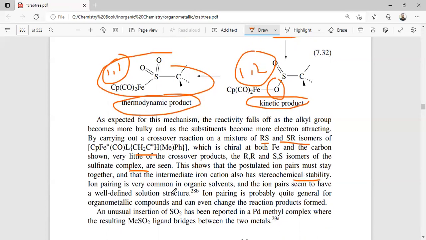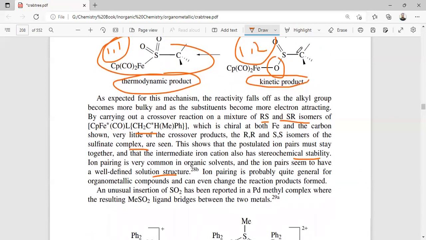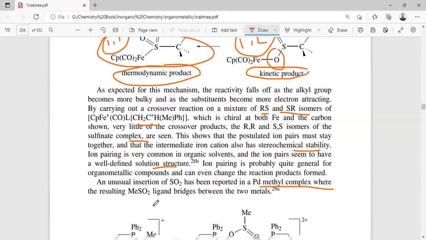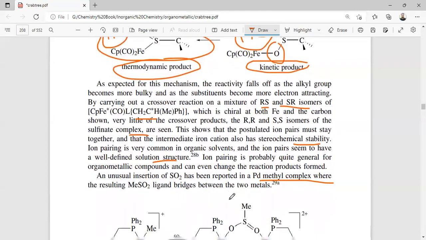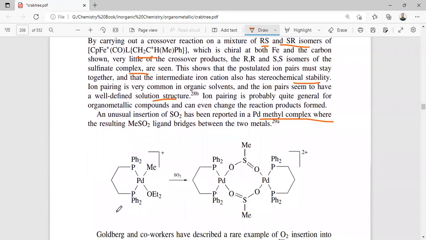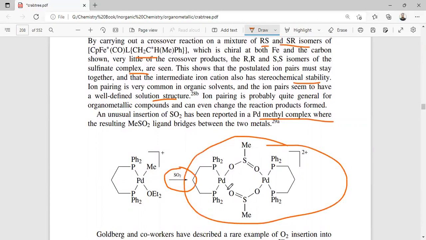Ion pairing is very common in organic solvents. These ions seem to have a well-defined solution structure. Ion pairing is probably quite general for organometallic compounds and can change the reaction products formed. An unusual insertion of SO2 has been reported in a palladium methyl complex, where the resulting MeSO2 ligand bridges between the two metals. So here this palladium methyl ligand inserted into the SO2 to form this rigid metal complex.